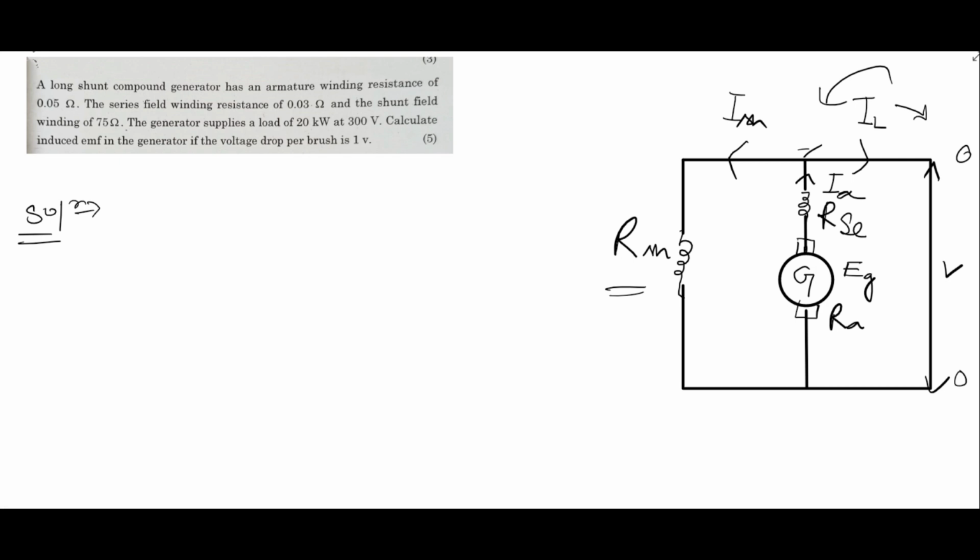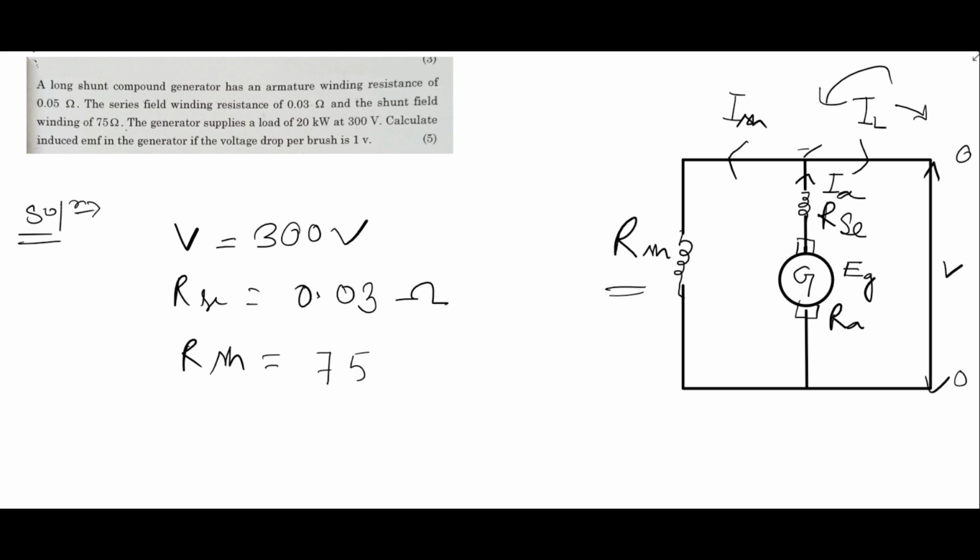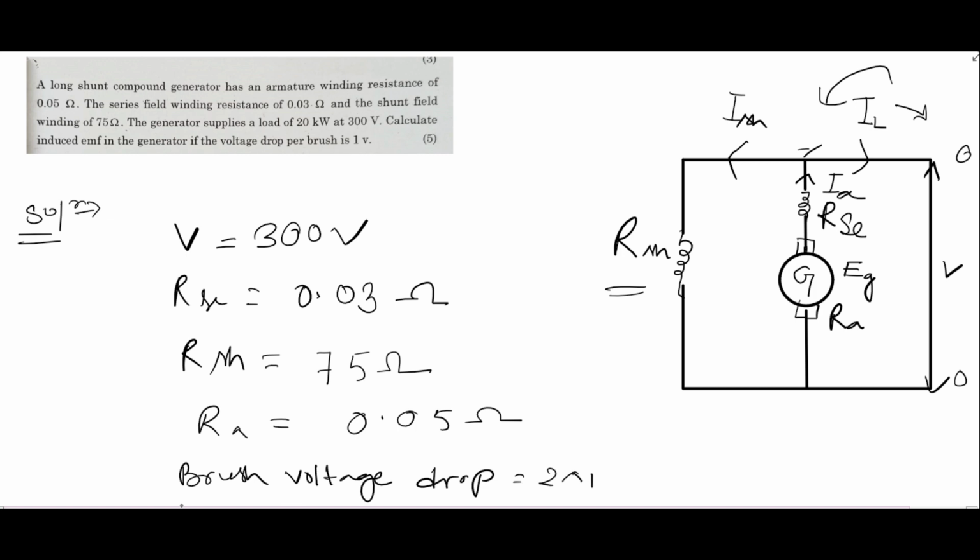So let's write the given data. V equal to 300 volts, series resistance 0.03 ohm, shunt resistance 75 ohm, and armature resistance 0.05 ohm. It is given that we must calculate the induced EMF if the voltage drop per brush is 1 volt. Here there are two brushes, so for one brush there is a 1 volt drop. The total brush voltage drop will be 2 into 1, equal to 2 volts. So let's move to the next slide.